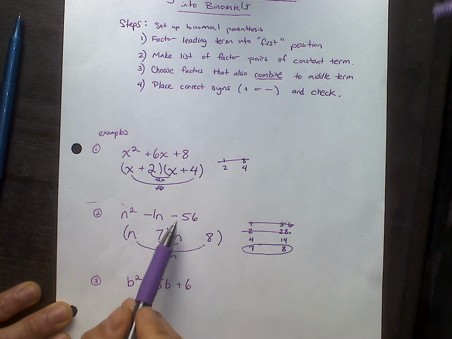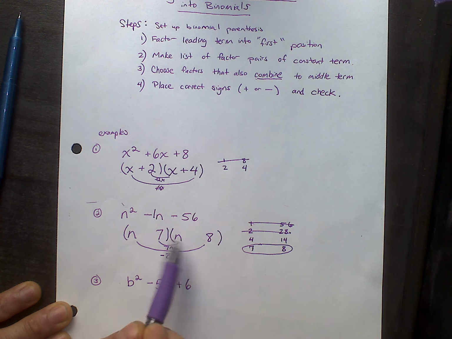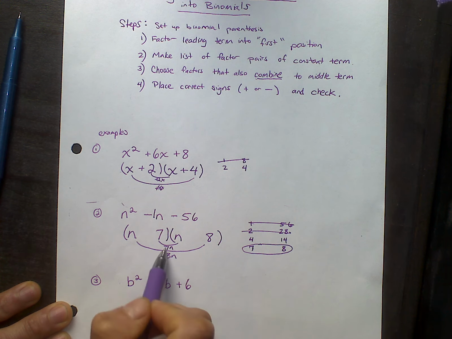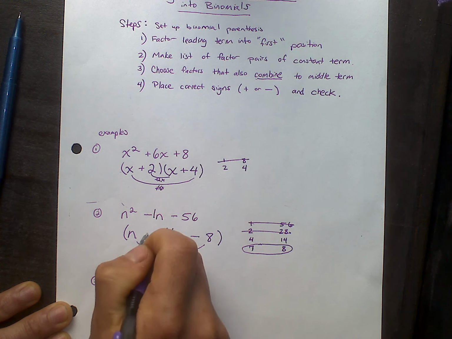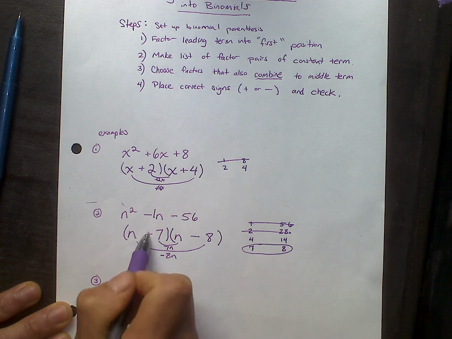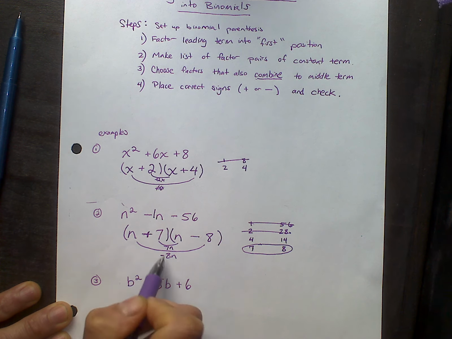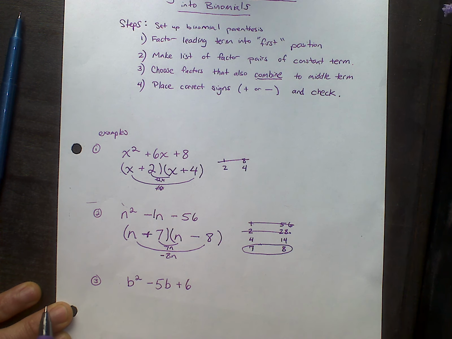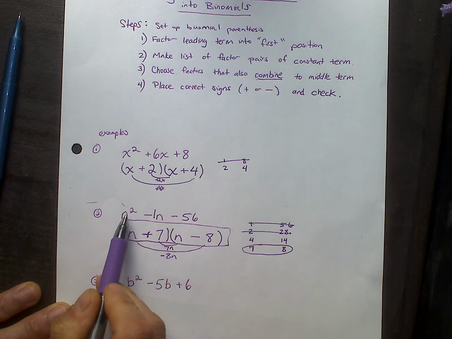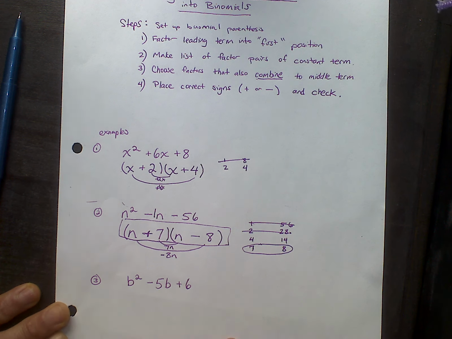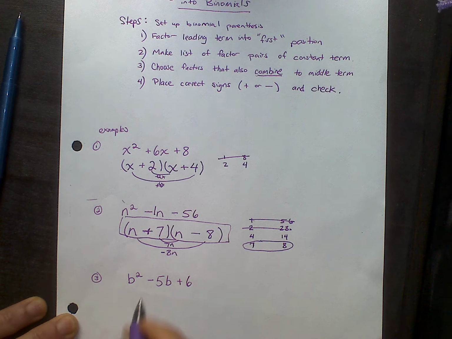Also, when I'm putting in my signs, I'm looking at the product, and I knew that one of the signs had to be positive and one of them had to be negative. In order for the like terms to combine to a negative number, I needed the larger term to be negative, and the 7 would have to be the positive term. If I had it in the reverse order, I would have had a positive 1n right there. Okay, there we go. n plus 7 times n minus 8 does give me the quadratic trinomial n squared minus 1n minus 56.